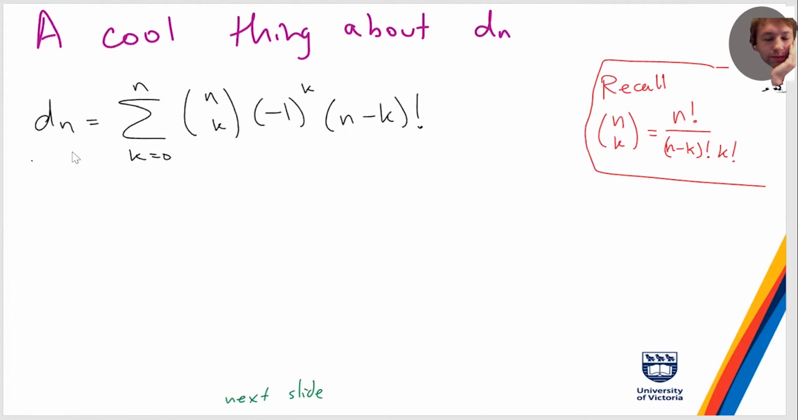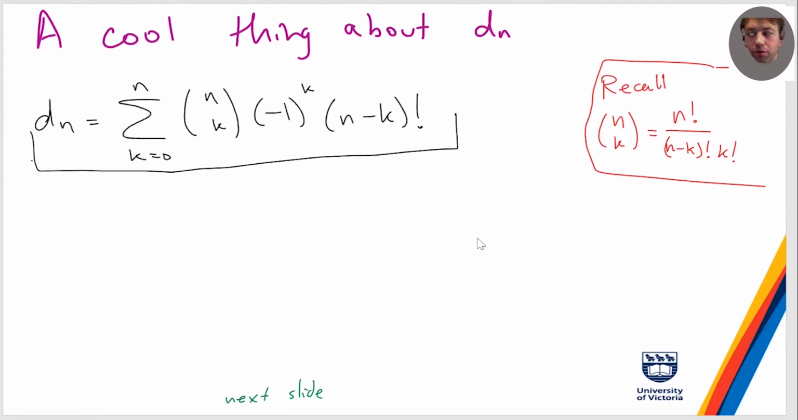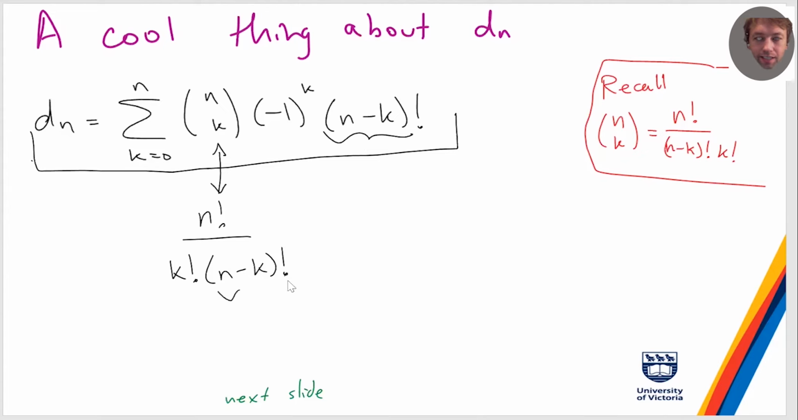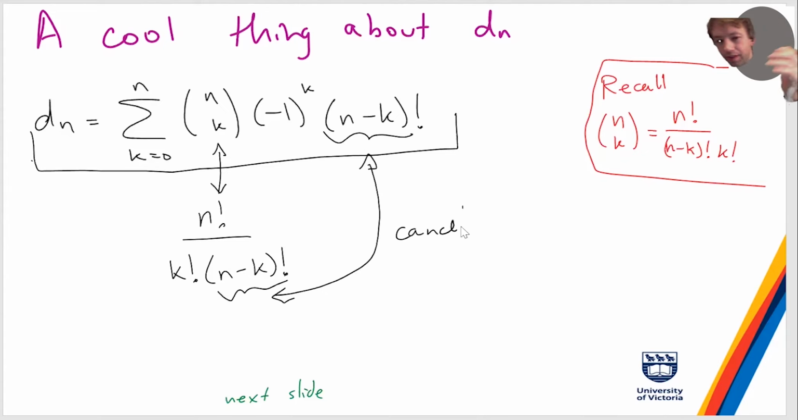So we've got this formula, right? dn is whatever this is. If you put in the formula for n choose k, you can see that there's some cancellation. If I write n choose k as n factorial over k factorial times n minus k factorial, that's the same as this. You can see that this thing here is the same as this, so they're going to cancel. That gives you another way of writing the number of derangements, but why do we care? Why is that cool?